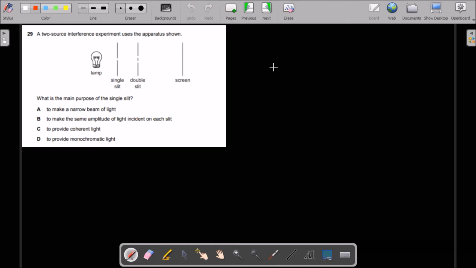Question 29. A two-source interference experiment uses the apparatus shown. What is the main purpose of the single slit? You know that in double slit experiment, we use a source of light like a lamp and a single slit to provide coherent light. That's why C is right. Question 29, C is right.